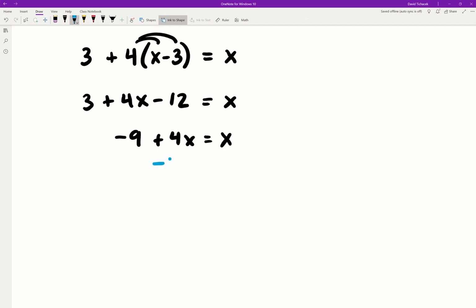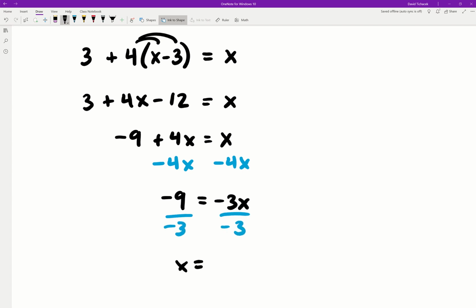And then, of course, just subtract 4x from both sides of your equation. We would end up here with negative 9 is equal to negative 3x, and then divide both sides by negative 3. And you would see here that x is equal to negative 9 divided by negative 3, and that is positive 3.